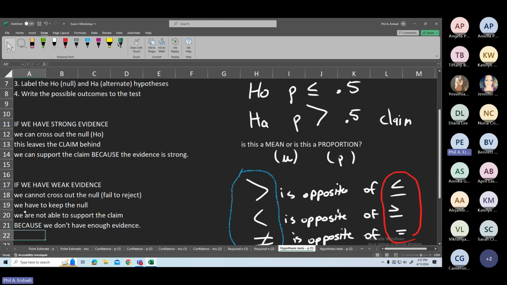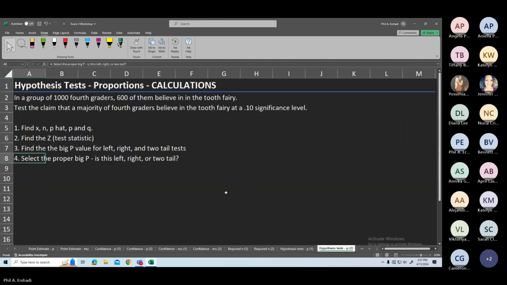Okay, so those are the two things that could happen. Might have strong evidence, might have weak evidence. So our question we're going to have to answer through our calculations is, is the evidence strong or is the evidence weak? That being said, let's head over here and start gathering up our ingredients. So we are going to need to look for the x, the n, the p-hat, the p, and the q. All right, so I'll pose this question to the chat. What is our x and what is our n?